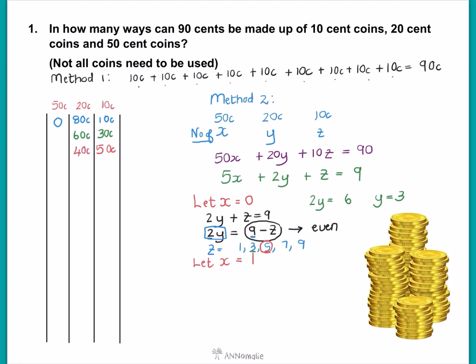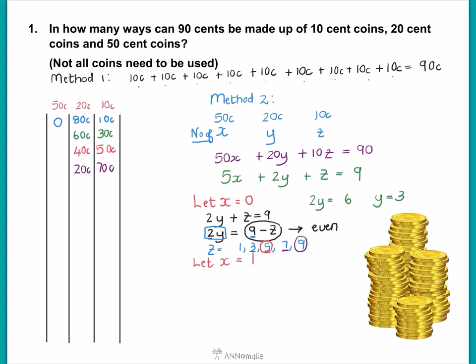The next option is for z to equal 7. That means there are 7 10-cent coins, 70 cents. 9 minus 7 is 2, and 2y equals 2. That means there is 1 20-cent coin. And then the last option is to make z equal to 9.